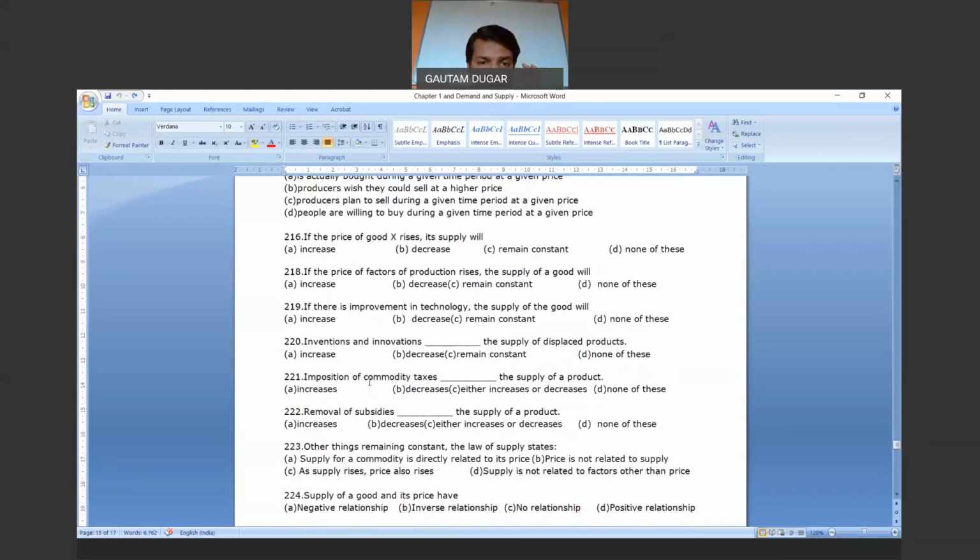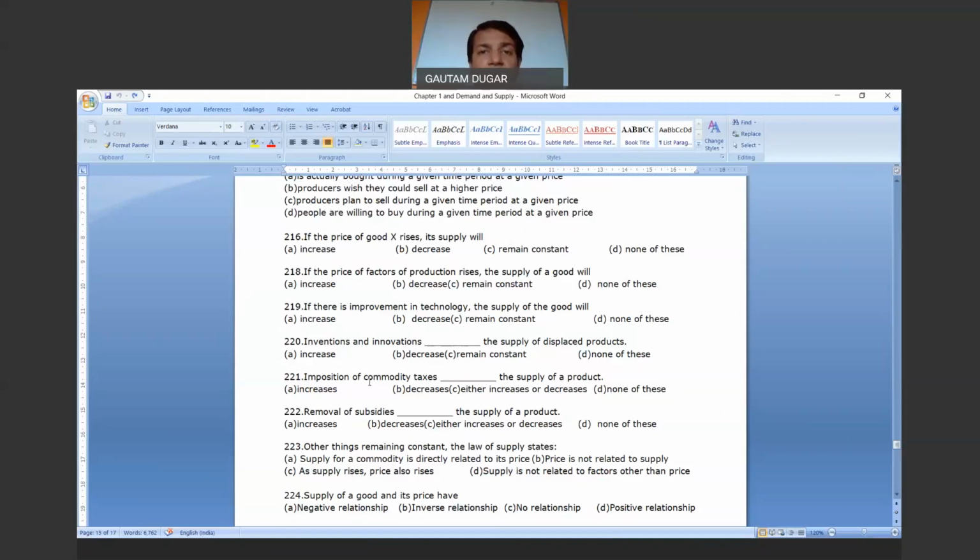Now, 2018 onwards, there are certain questions with respect to factors determining supply. Factors determining supply पर based questions हैं. From 218. If the price of factors of production rises, then supply falls, supply decreases because it becomes less profitable for the producers to produce the commodity.